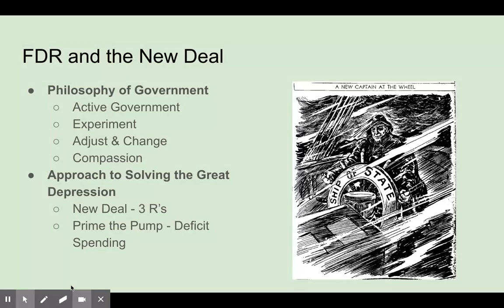And so with the first 2 R's, relief and recovery, that's going to be a shift in how active government is. And in the case of the New Deal, government is going to become extremely active, and it's going to open up, Uncle Sam is going to open up his wallet, and the money is going to be flying out of it.